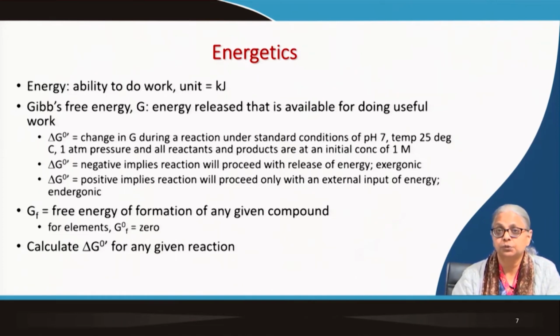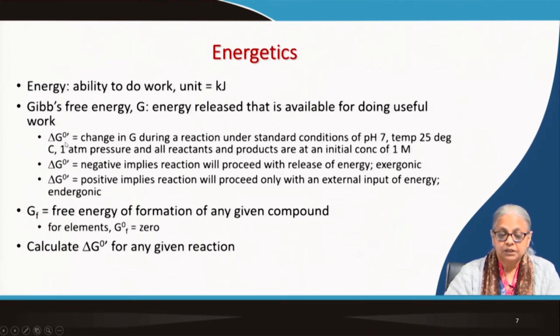In the older textbooks, you will find kilocalories. You know how to convert kilocalories to kilojoules. Gibbs free energy, which is abbreviated as G, is the energy released that is available for doing useful work.